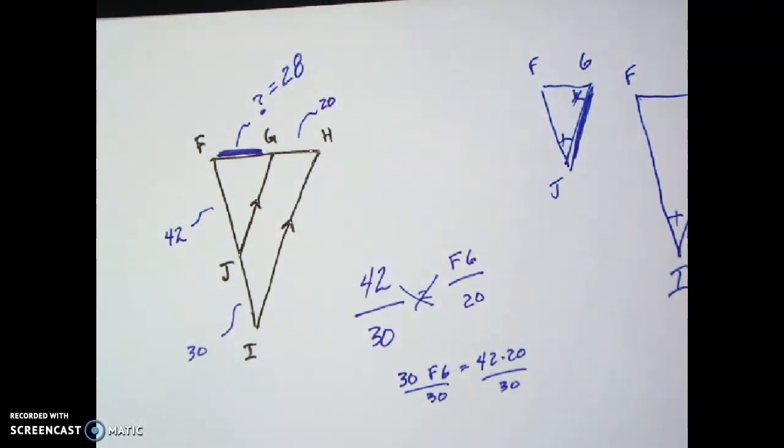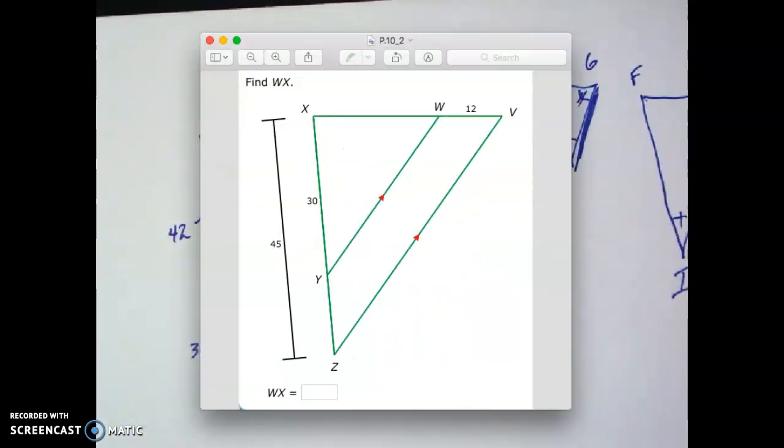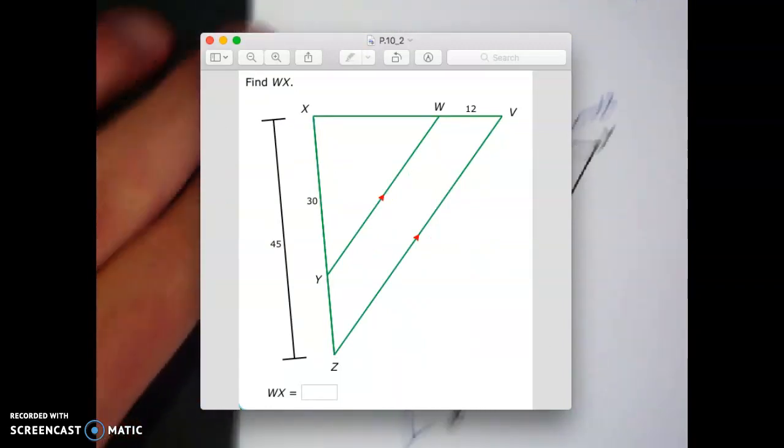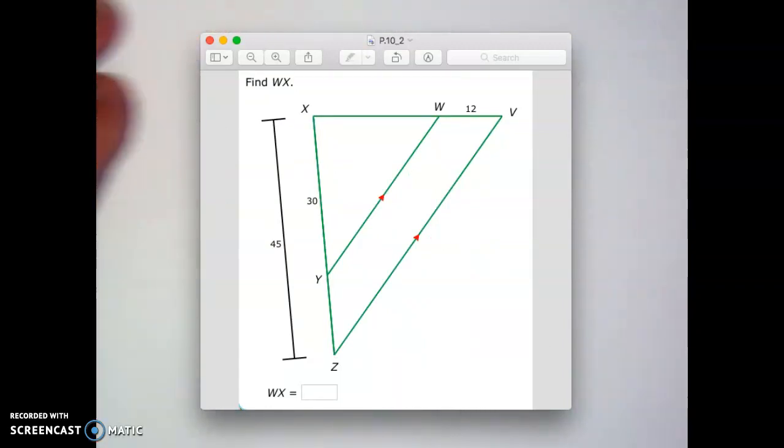In our next example, same idea. A little bit different scenario this time in our given information, in that we're given this entire segment XZ is 45. We're given this segment XY is 30. We are looking for WX, that's right here. We're given this as 12.